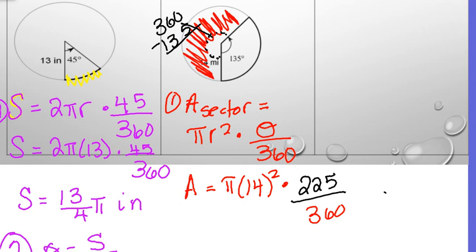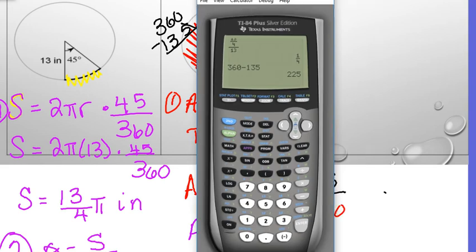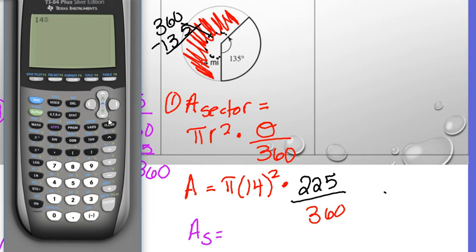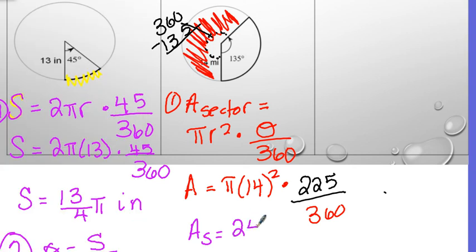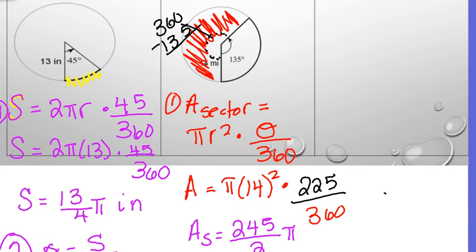So we're going to say 225 over 360 degrees. Now the area of that sector is equal to, and I'm going to grab the calculator. I'm not going to put the pi in because I want what is called an exact answer. So I'm going to say 14 squared times 225 over 360. That gives us 245 over 2, and pi. And it's okay for you to leave it in this form. You can leave it in fraction form, it's fine. Okay, so that's the answer to that question.